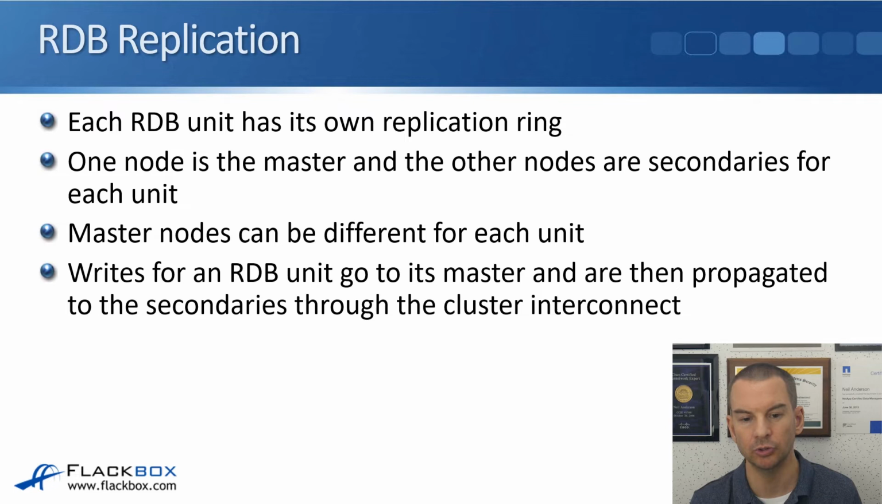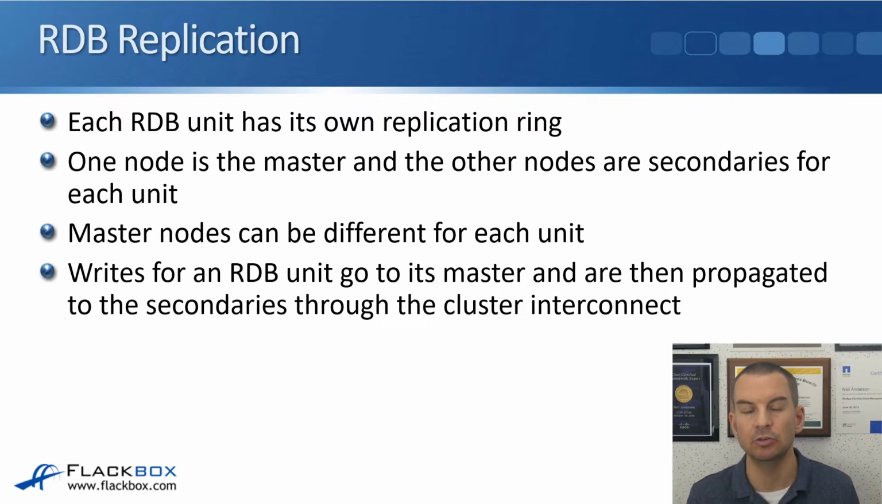Okay, so those are the 4 units that make up the RDB, and the replicated database does have to be replicated between all the nodes in the cluster. Each node needs to know that system information. So each RDB unit, each of the 4 units, has its own separate replication ring. For each unit, one node, so one controller in your cluster, is the master, and the other nodes are secondaries for each unit. Master nodes can be different for each unit. Typically, when it's first set up, your first node in your cluster is going to be the master for each unit. But if you have any nodes being rebooted, then that can cause things to move around.